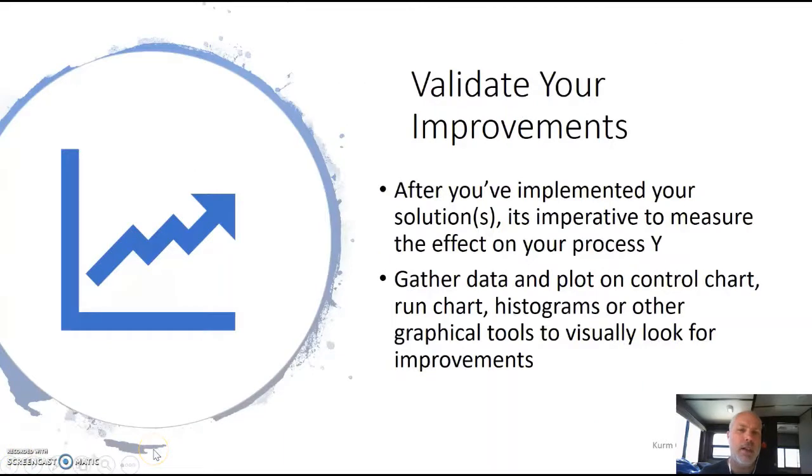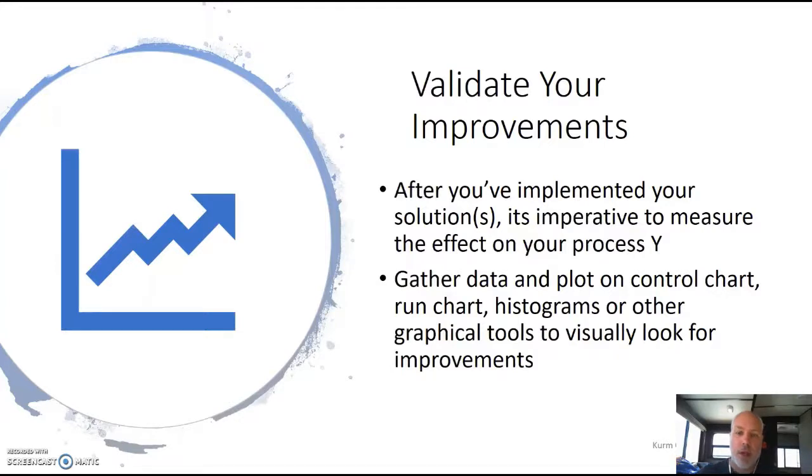Now, when it comes to validating your improvements, what you want to do is, after you've implemented your actual solution, or maybe it's multiple solutions, right? You're going to want to measure that effect on your process Y, or your output. Okay. And you can do this in a variety of fashions, but this is really one of those areas where it really does help to sit down with your coach and discuss what you're trying to do, what you're trying to measure. They're going to help you understand exactly what's the best way to gather data before and after to see if you've made that improvement, right?